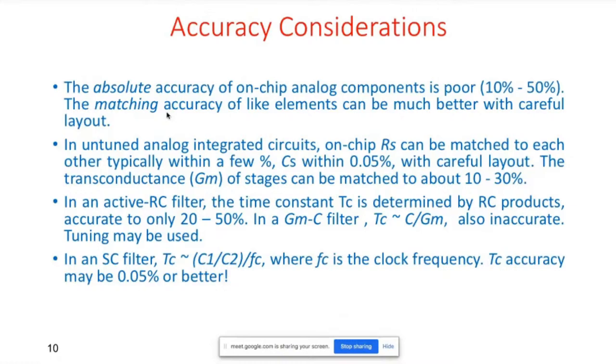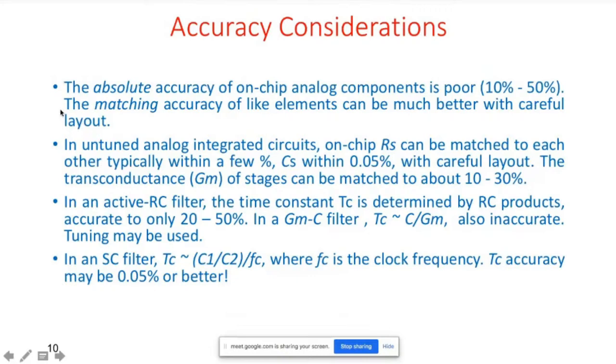So what happens there is that whatever the variation will be, it mutually cancels, and you have accuracy going to be more. So you see that in the discrete components, these variations will be 5%, whereas in the on-chip components, it is going to be a little bit more. So that is why we need to take care of this. That is why we always go for matching accuracy.